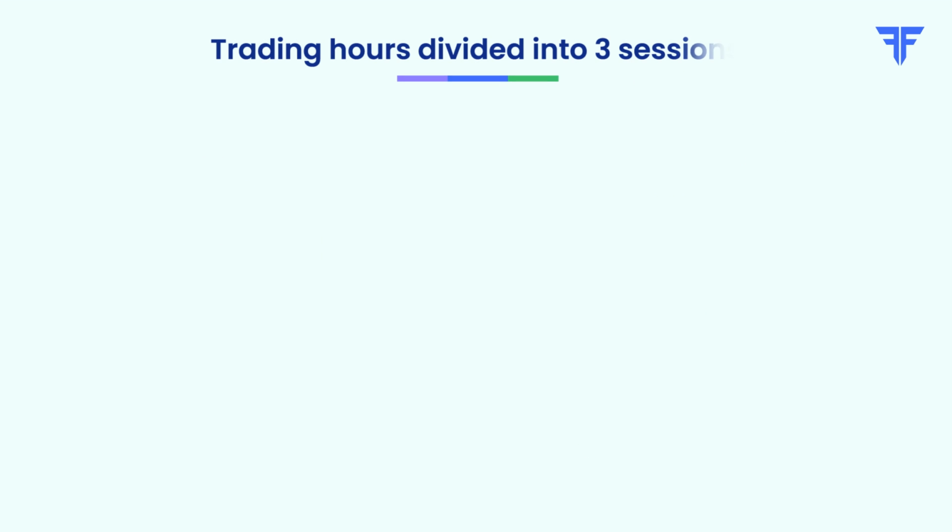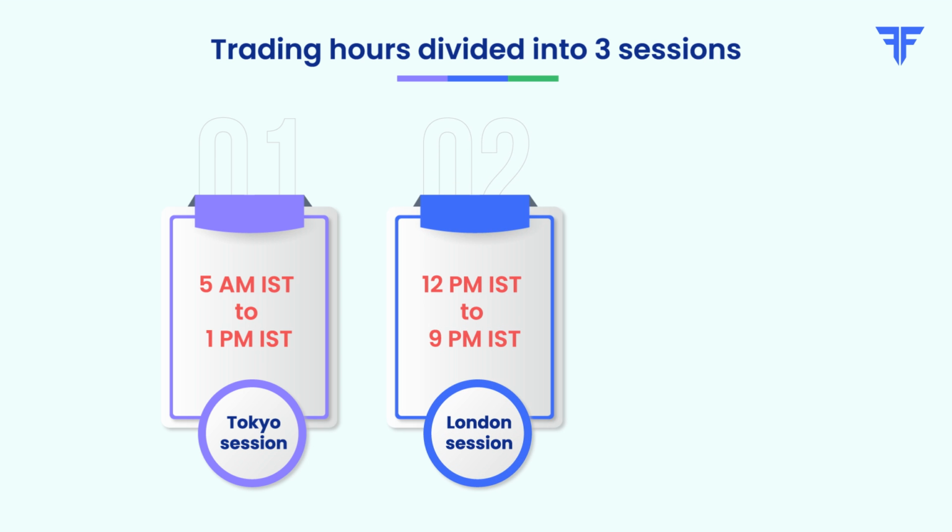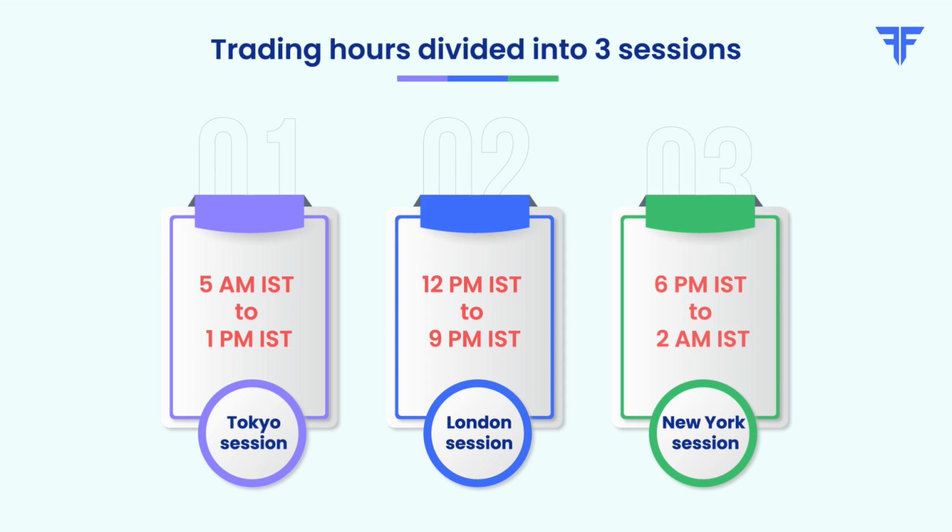Trading hours on each day can be divided into 3 sessions. First, the Tokyo session, which is usually active between 5 a.m. IST to 1 p.m. IST. Second, the London session, which is usually active between 12 p.m. IST to 9 p.m. IST. Third, the New York session, which is usually active between 6 p.m. IST to 2 a.m. IST.